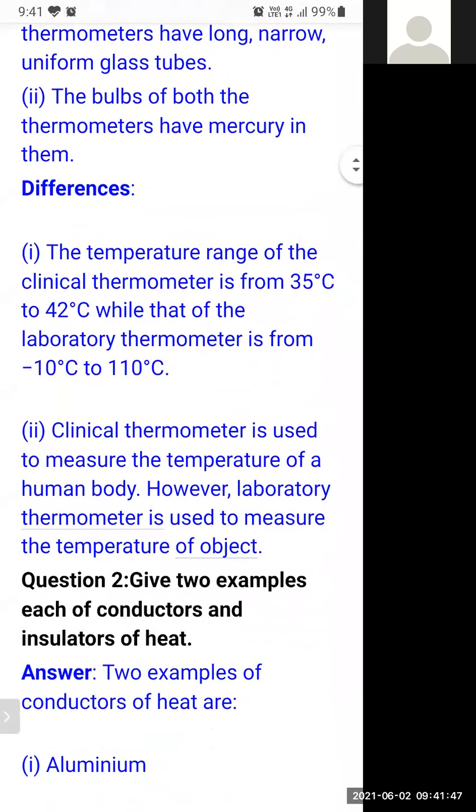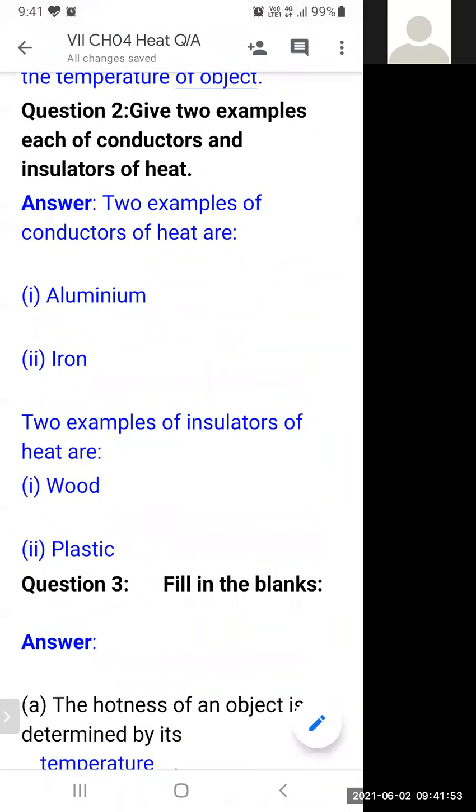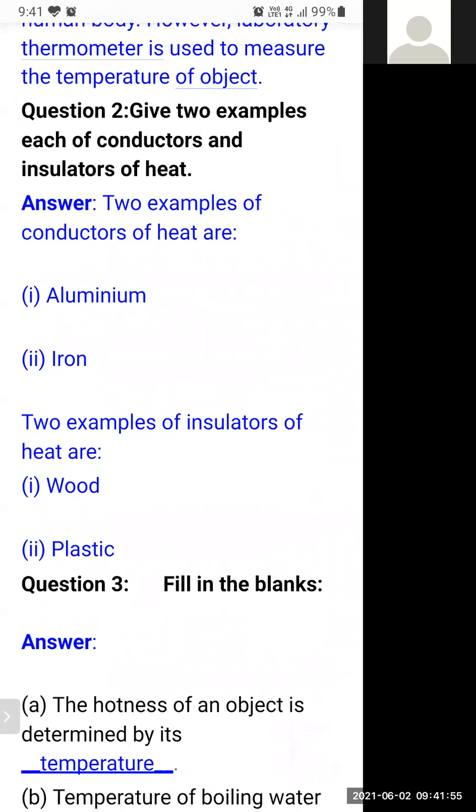Now question number 2: give two examples each of conductor and insulator of heat. Conductor of heat, insulator of heat. As you know, what are conductors and insulators? Those materials which allow heat to pass through them are known as conductors.